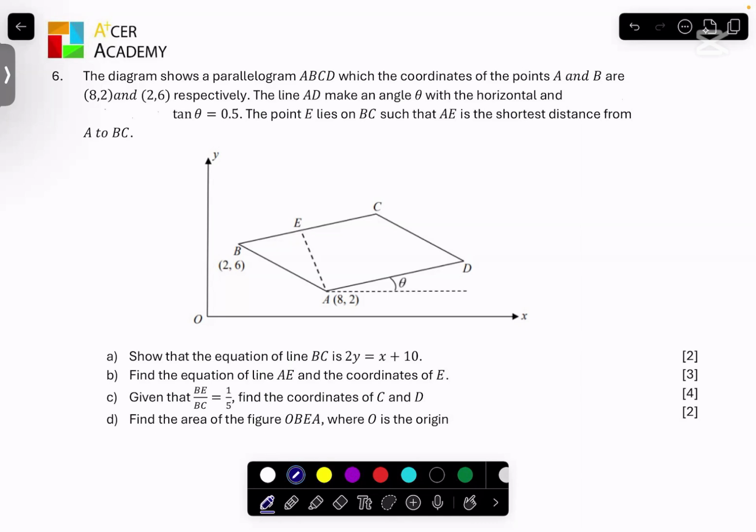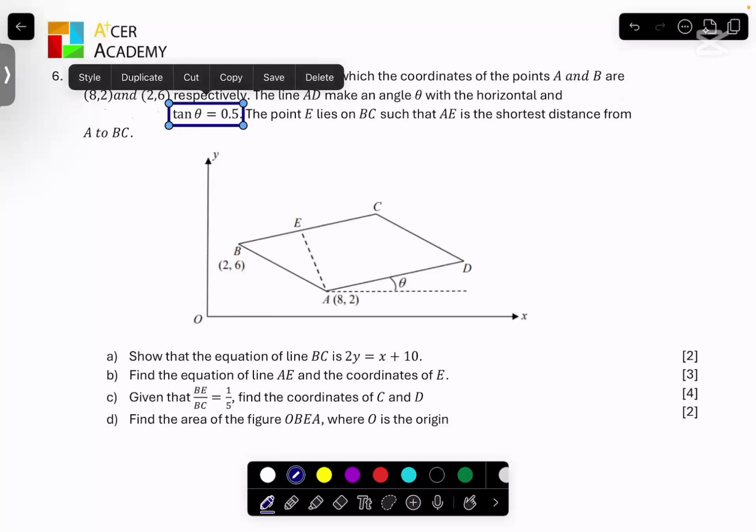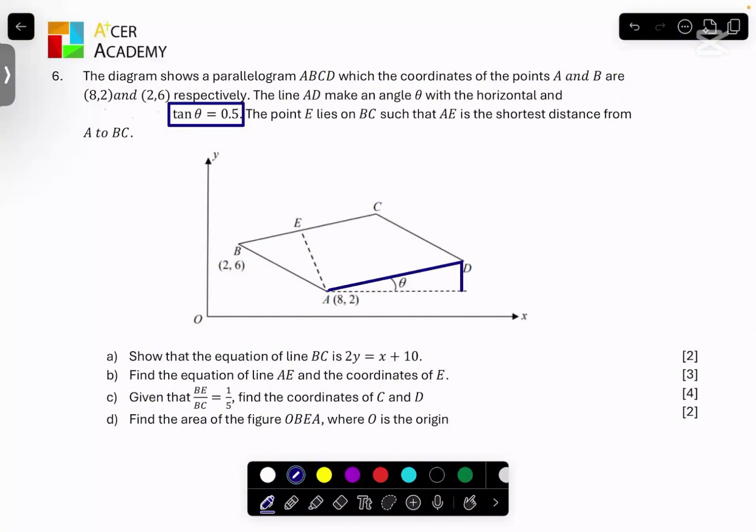Okay, so a few things that we need to take note of over here. Number one, tan θ = 0.5. Now, what does tan θ = 0.5 mean? If you look at this part down here, what is tan θ measuring? Tan θ is measuring opposite over adjacent. This opposite is our rise, and the adjacent is our run. So opposite over adjacent is also known as rise over run, which is our definition of gradient. What the question is trying to tell us is that tan θ is actually our gradient. So tan θ = 1/2 implies that the gradient is 1/2.